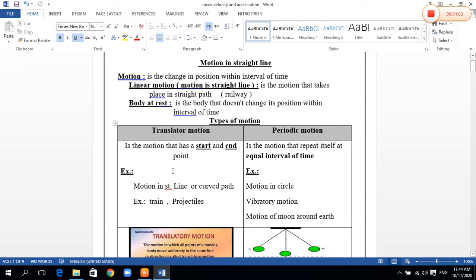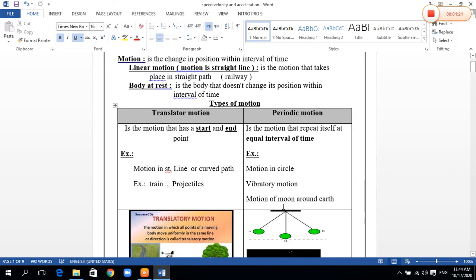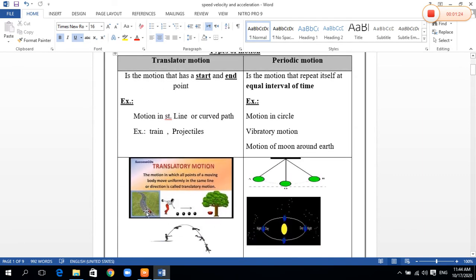From the examples of translatory motion: motion in a straight line or curved path, like the train or projectiles. From the examples of periodic motion: the motion in a circle, or vibration motion, or motion of the moon around the earth. Okay, now we have some pictures to illustrate the types of motion. This is the vibration motion, a periodic motion, and this is the motion of the moon around the earth, or earth around the sun. So this is called circular motion.